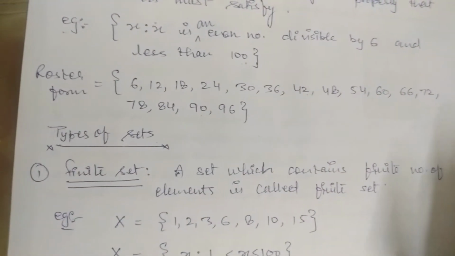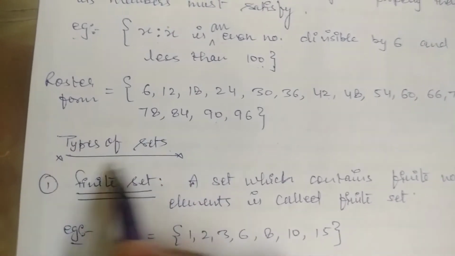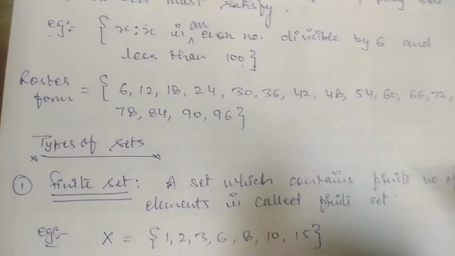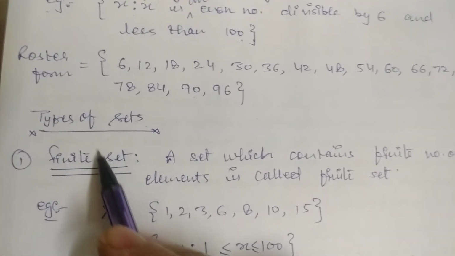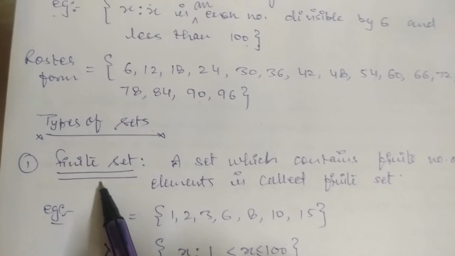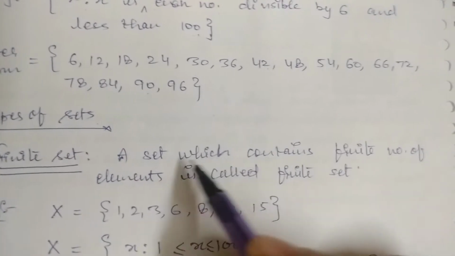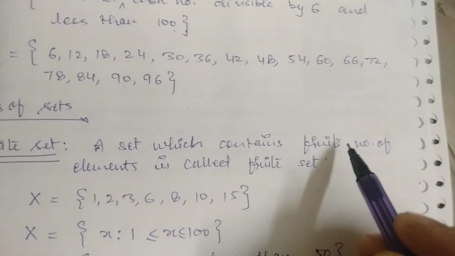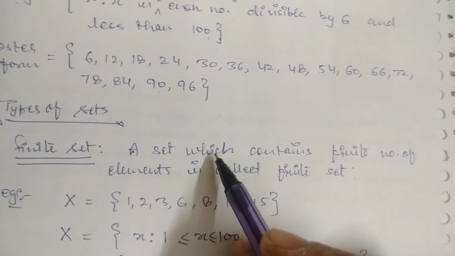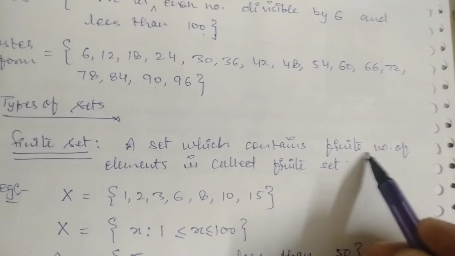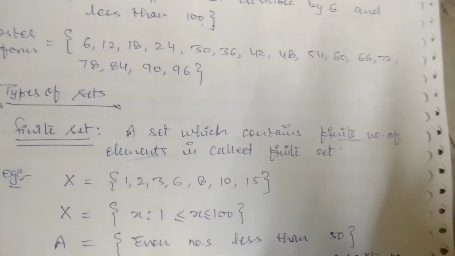Now we are moving towards the types of sets. We have studied the set and its representation, and now we are going to study the types of sets. There are many types of sets, of which the first one is the finite set. From the word finite, we can easily understand what it means. Finite means countable. A set which contains a finite number of elements is called a finite set, meaning the elements are countable.